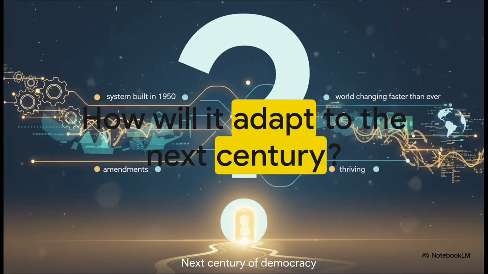Which leaves us with this final thought. We've seen how brilliantly the framers built this system back in 1950 and how it has evolved through amendments to survive and thrive ever since. But as the world changes faster than ever before, how will this living document adapt to the next century of democracy? It's a fascinating question to ponder.